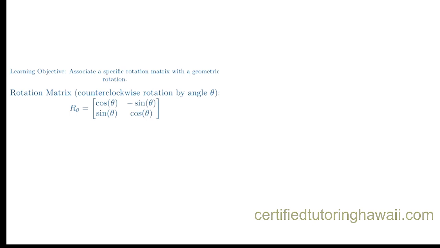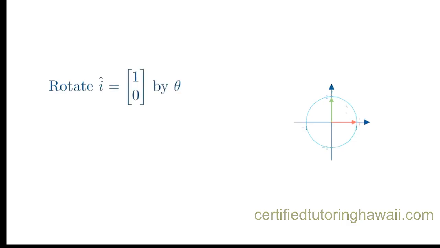counterclockwise about the origin. The matrix associated with this transformation is given by [cos theta, negative sine theta; sine theta, cos theta]. Let's see why this is true. We'll use the same method as before and see where i hat and j hat land. If we take the vector i hat, which is (1, 0), and rotate it counterclockwise by an angle theta, its new coordinates are (cos theta, sine theta).